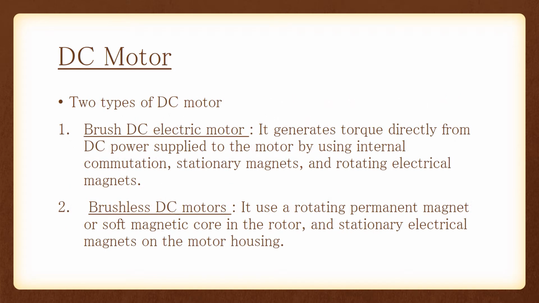There are two types of DC motor. Brush DC electric motor. It generates torque directly from DC power supplies to the motor by using internal commutation, stationary magnets and rotating electrical magnets. Brushless DC motors. It uses a rotating permanent magnet or soft magnetic core in a rotor and stationary electrical magnets on the motor housing.